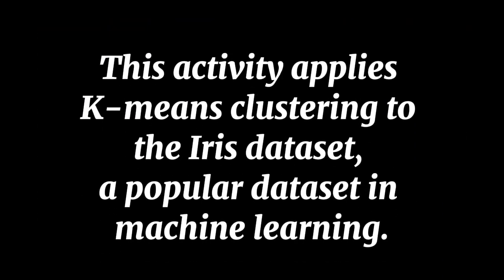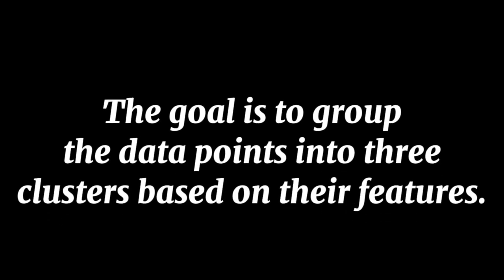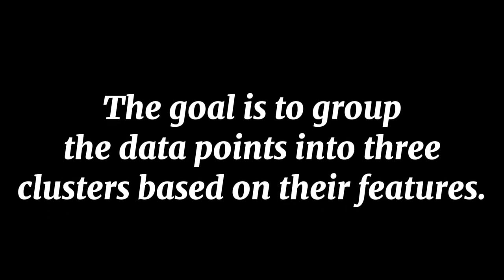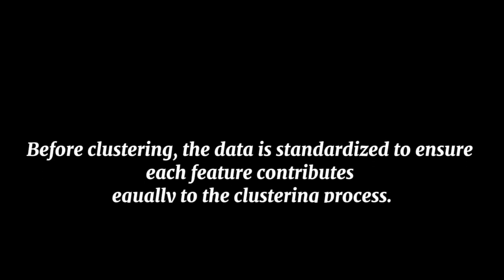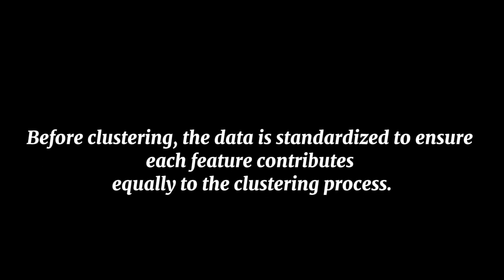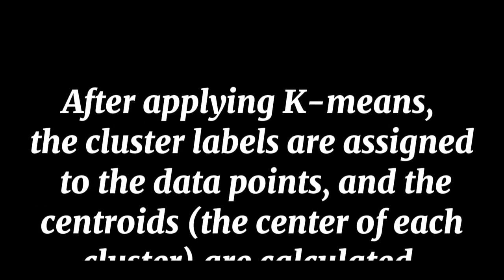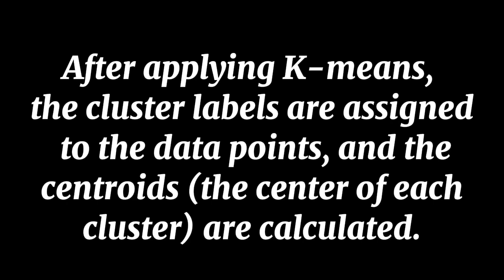This activity applies k-means clustering to the iris dataset, a popular dataset in machine learning. The goal is to group the data points into 3 clusters based on their features. Before clustering, the data is standardized to ensure each feature contributes equally to the clustering process. After applying k-means, the cluster labels are assigned to the data points, and the centroids, or the center of each cluster, are calculated.